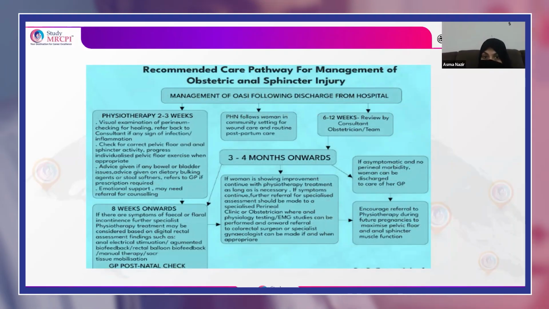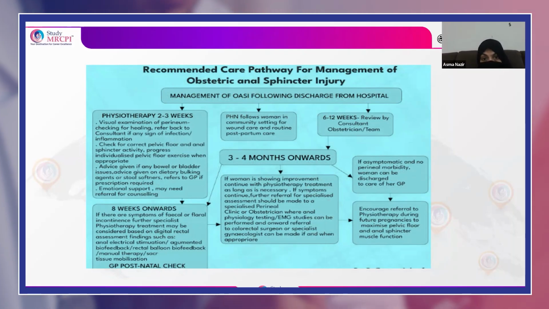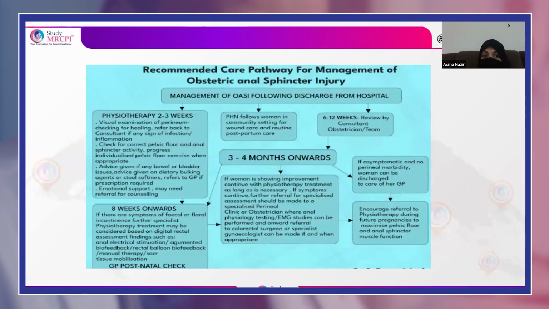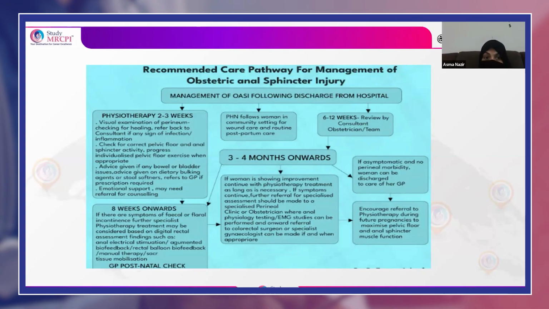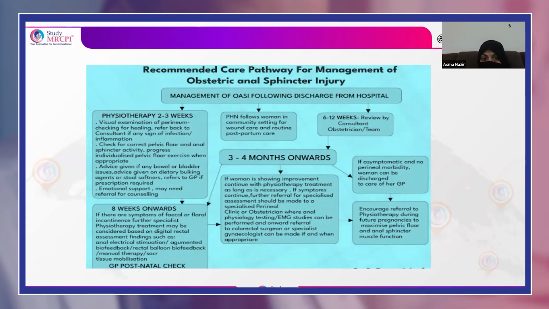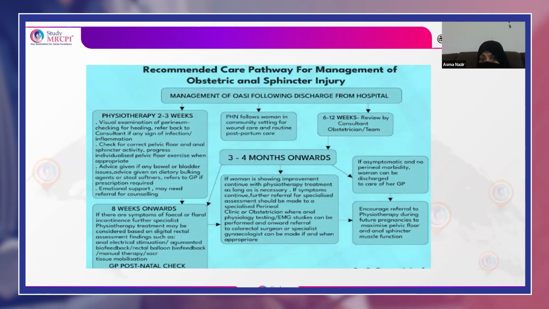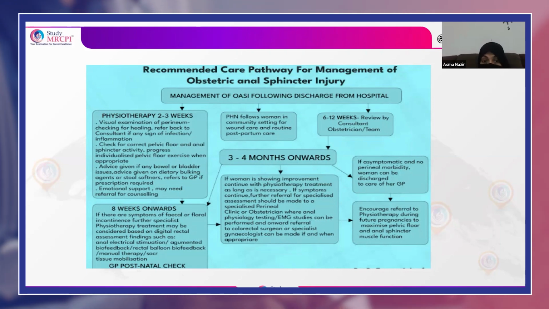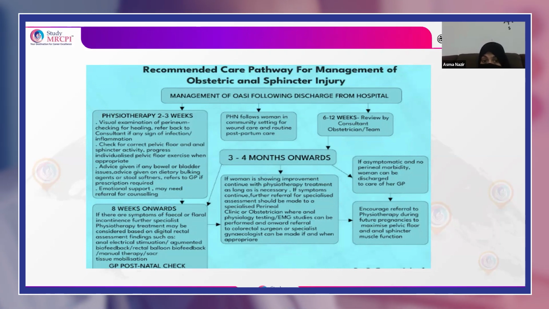So how do we have to manage the patient after the repair? As we told you, it is important for the patient to be followed up by the public health nurse within 2 to 3 weeks after the discharge from the hospital, to review the patient, to ask her the symptoms, to check the perineum. And at 6 to 12 weeks, she is reviewed by the consultant. Then an 8-week review by the public health nurse. Again, at 8 weeks, if there is any symptom, they have to refer the patient to the obstetrician.